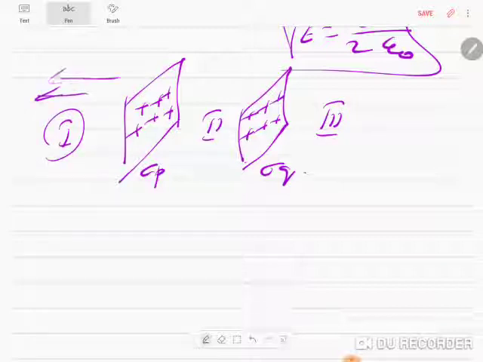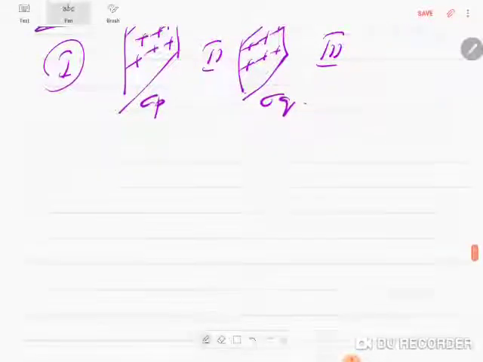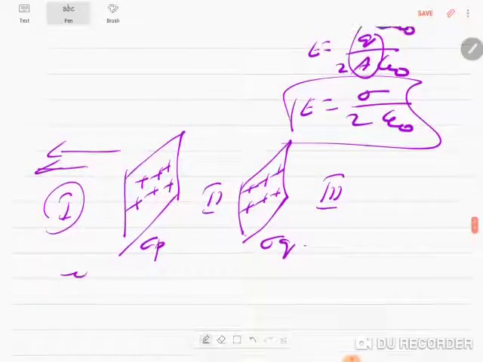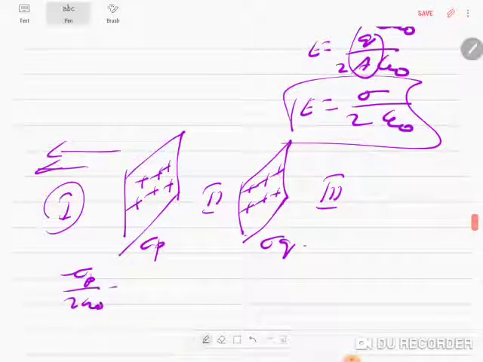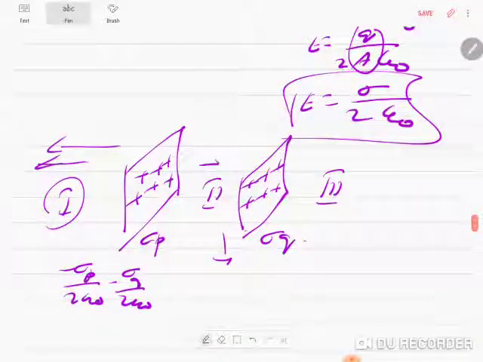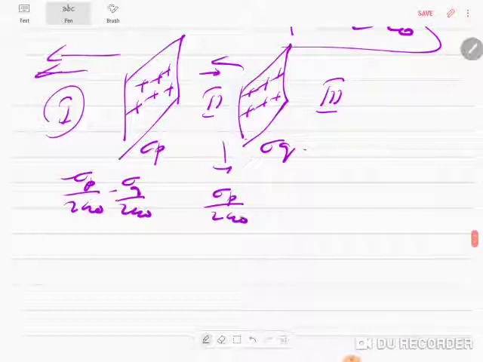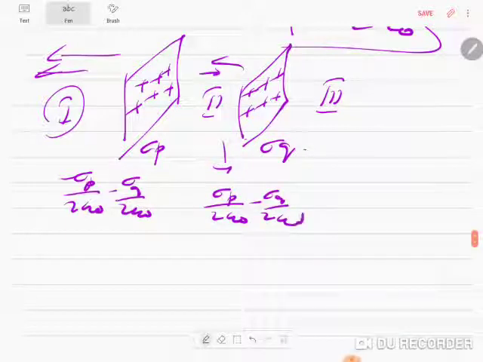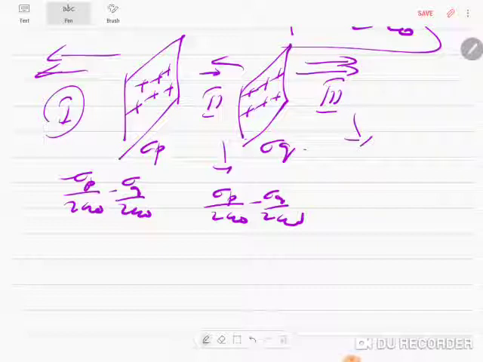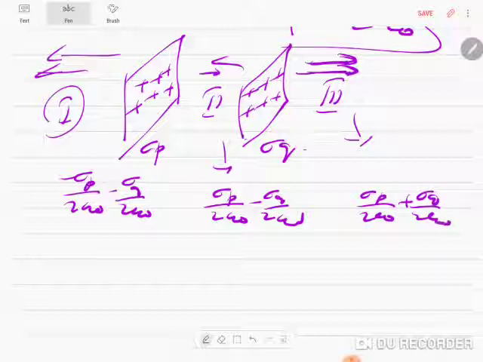The electric field due to the first and the second sheet will be on the left. So minus sigma p by 2 epsilon naught minus sigma q by 2 epsilon naught. In region 2, the fields will be like this and like this, so sigma p by 2 epsilon naught minus sigma q by 2 epsilon naught. In region 3, both the plates will have an electric field in this direction, so sigma p by 2 epsilon naught plus sigma q by 2 epsilon naught.